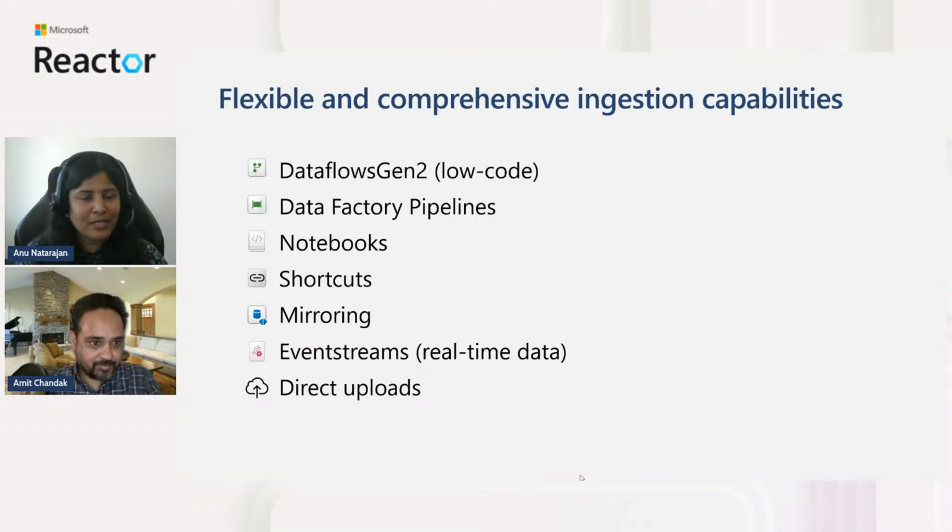So same concept. Similarly, mirroring is another thing which Amit also mentioned. So if you want to bring the data inside Fabric, and if you're dealing with different operational data stores like Cosmos DB or Azure SQL, or even we saw Snowflake, but keep watching that space because there will be more data stores that will be added.